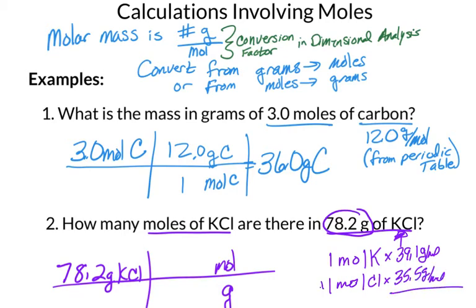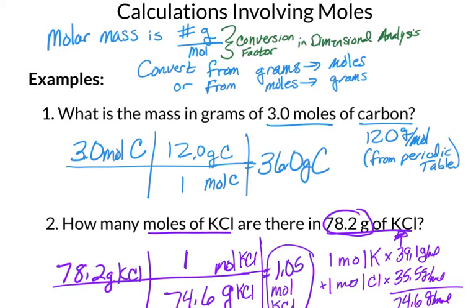We add those together and we get 74.6 grams per mole for the molar mass of potassium chloride. And in your calculator, you're going to put 78.2 grams divided by 74.6 grams per mole. That leaves our answer in moles, and in this case it's 1.05 moles of potassium chloride.